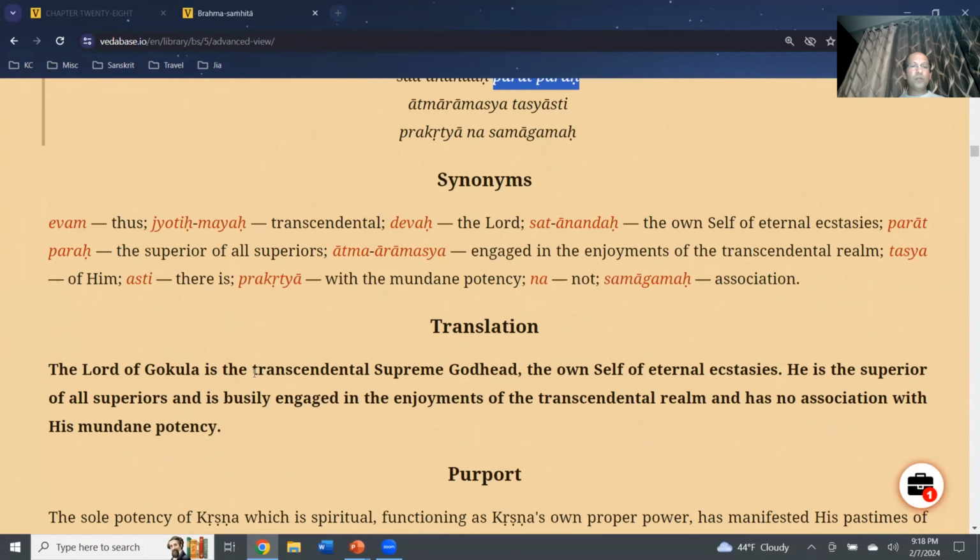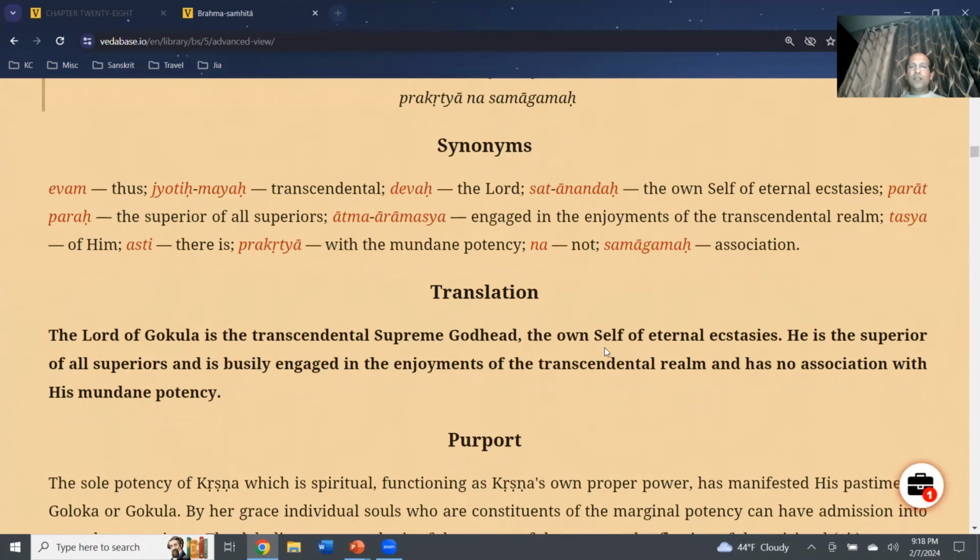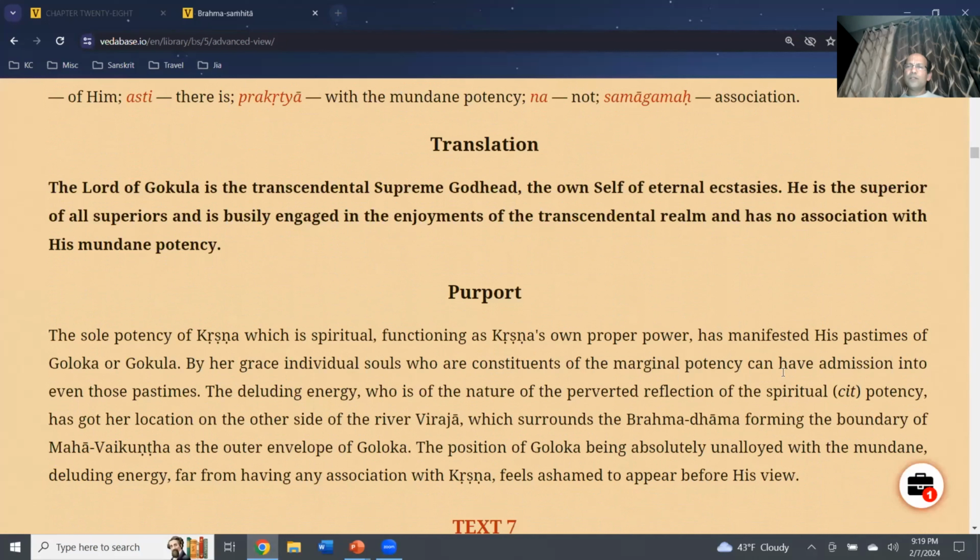So the Lord of Gokula, Kṛṣṇa, is the transcendental Supreme Godhead, the own self of eternal ecstasies. He is the superior of all the superiors and is busily engaged in the enjoyment of the transcendental realm, and has no association with the mundane potency. He is only in contact with the spiritual energy. Kṛṣṇa's own potency, his soul potency, is only spiritual potency.